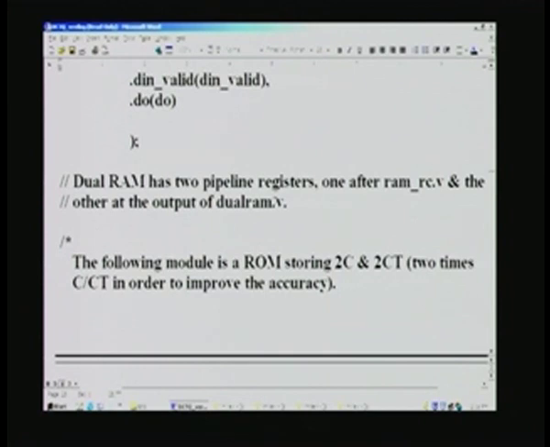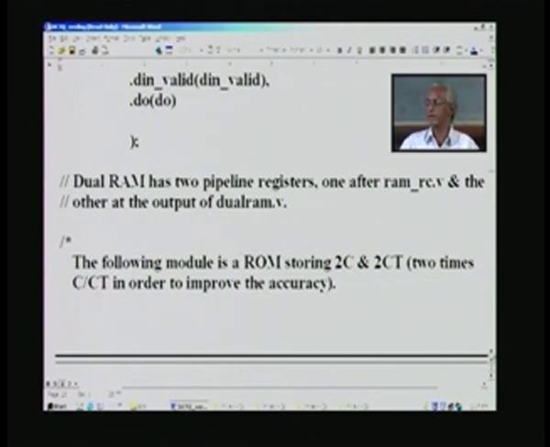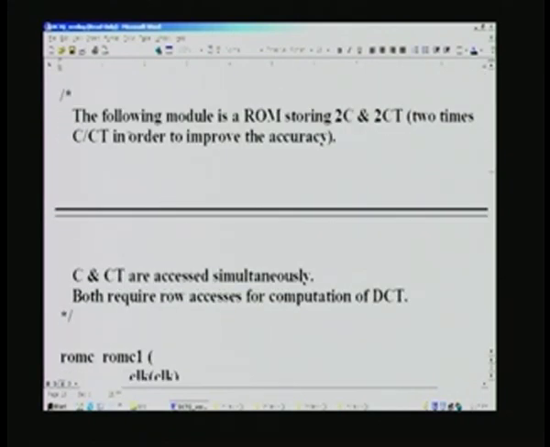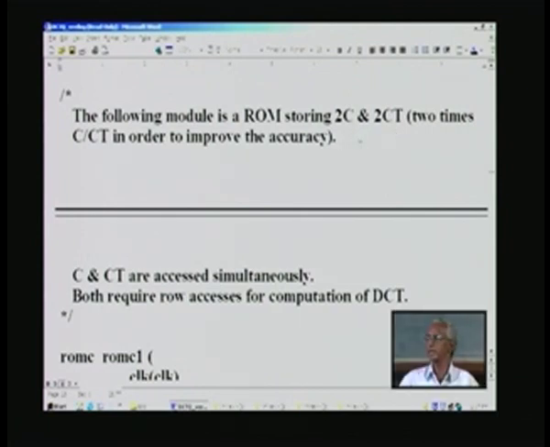And dual RAM has 2 pipeline registers, which you remember as one after the RAM, which is being called by dual RAM, and also another at the top level of dual RAM. So, 2 pipeline registers are inside the dual RAM. And next we have to use a ROM, which stores the C matrix and CT. C and CT, if you notice, are nothing but the same matrices. One is to be interpreted as a regular matrix, whereas the other one is a transpose of the same matrix. So in this case both contents are the same, and that is the reason why we just use a single ROM.